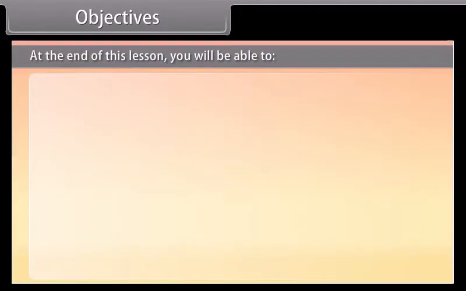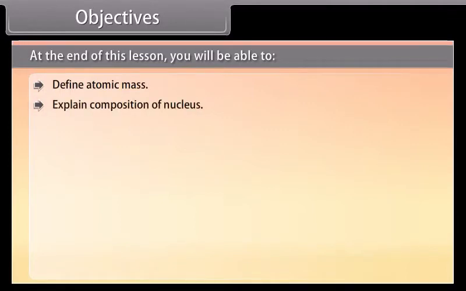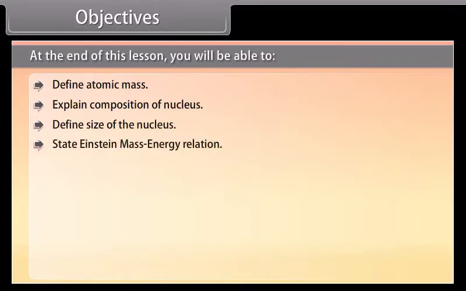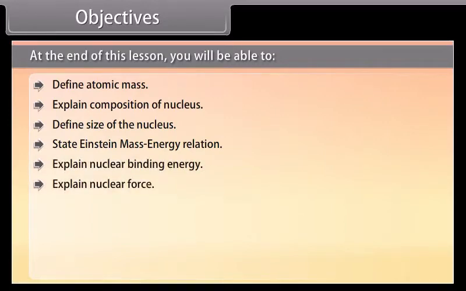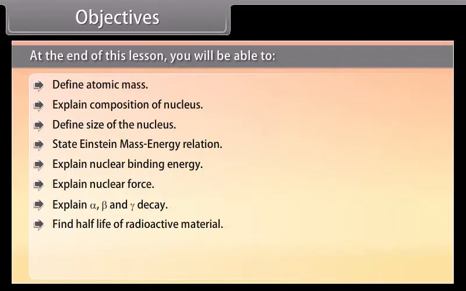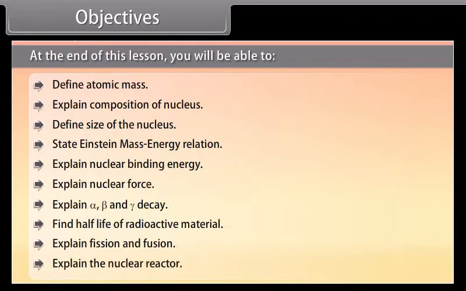Objectives. At the end of this lesson, you will be able to define atomic mass, explain the composition of the nucleus, define the size of the nucleus, state the Einstein mass-energy relation, explain nuclear binding energy, explain nuclear force, explain alpha, beta, and gamma decay, find the half-life of radioactive material, explain fission and fusion, and explain the nuclear reactor.